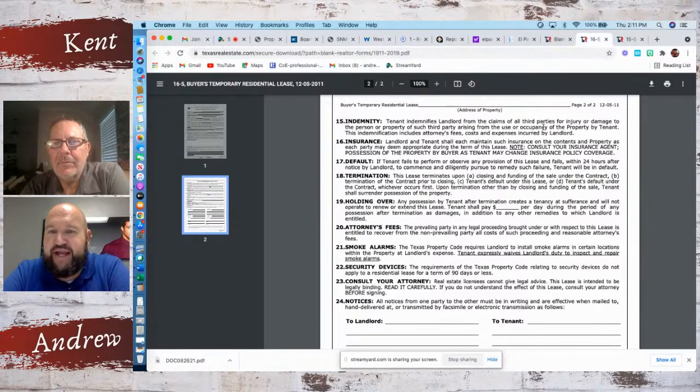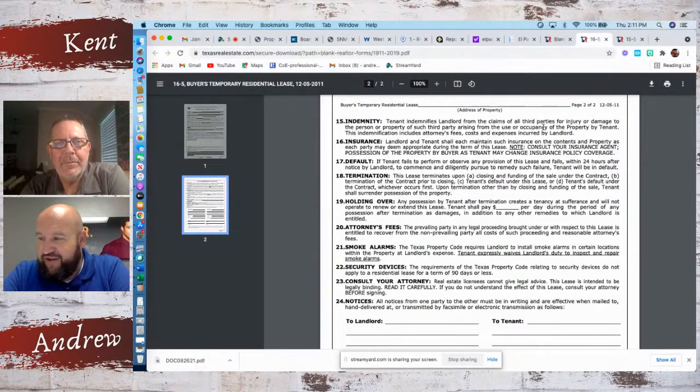Landlord and tenant shall each maintain such insurance on the contents of property as each party may deem appropriate during the term of this lease. Note, consult your insurance agent. Possession of the property by a buyer as a tenant may change insurance policy coverage. I am not an attorney. I am not an insurance agent.